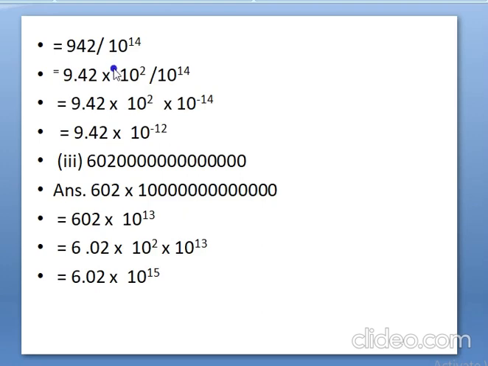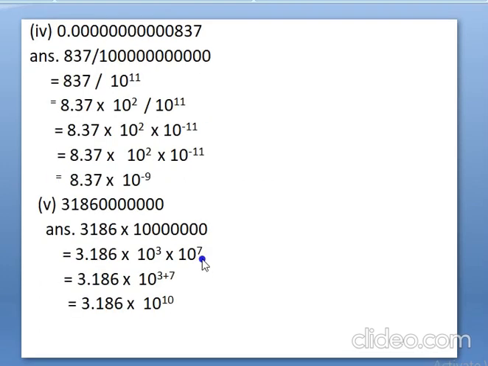Now the third one is 602 and we are having 13 zeros with this. So that will become 602 into 10 to the power 13, as we have kept the zeros separately. So 6.02 into 10 to the power 2 into 10 to the power 13. So 6.02 into 2 plus 13 will become 15. So 6.02 into 10 to the power 15.